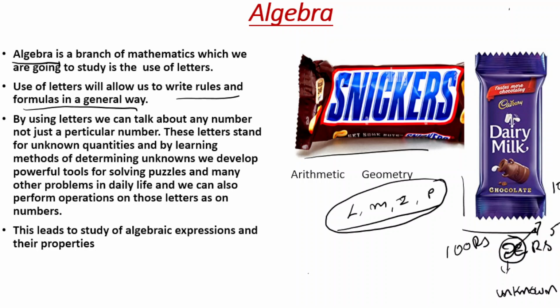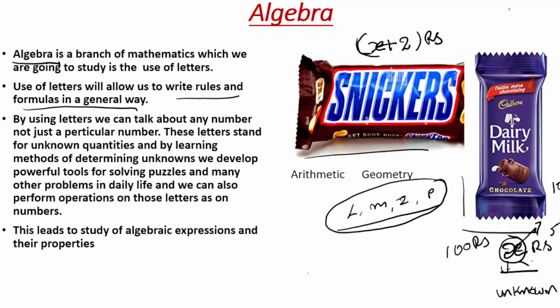Children, here we have assumed that the price of Dairy Milk is x rupees and also we know that the price of Snickers chocolate is 2 rupees more than the price of Dairy Milk chocolate. So from this we can say that the price of Snickers chocolate is x plus 2 rupees. Am I right children? Can I take it like that? Yes, because the price of Dairy Milk is x and Snickers is 2 rupees more than Dairy Milk. So the price of Snickers is x plus 2 rupees.